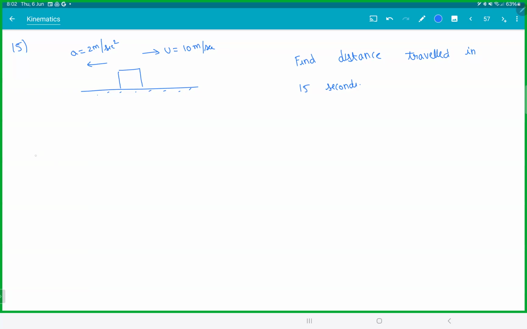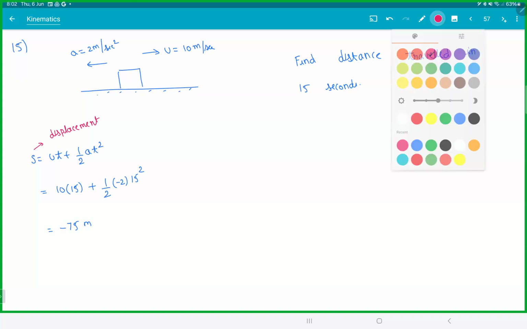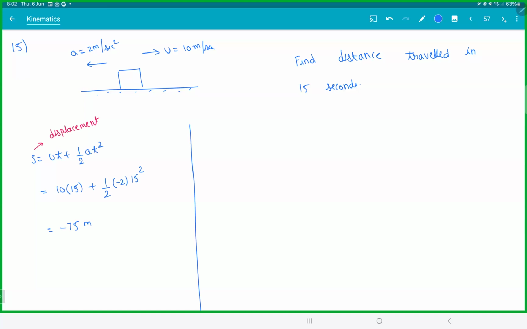Now the catch here is, if you do S is equal to ut plus half at square directly, you'd have ended with 10 times 15. The acceleration is backward, so -2, and that is 15 square. You would have ended with minus 75 meters. Remember, this is displacement. S is equal to ut plus half at square gives displacement. It is not distance traveled. Last class we did a more dangerous version of this. This is an easy part still.